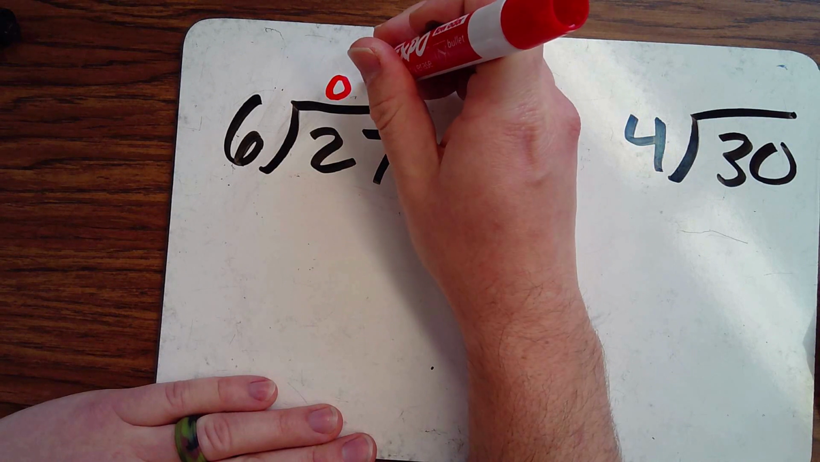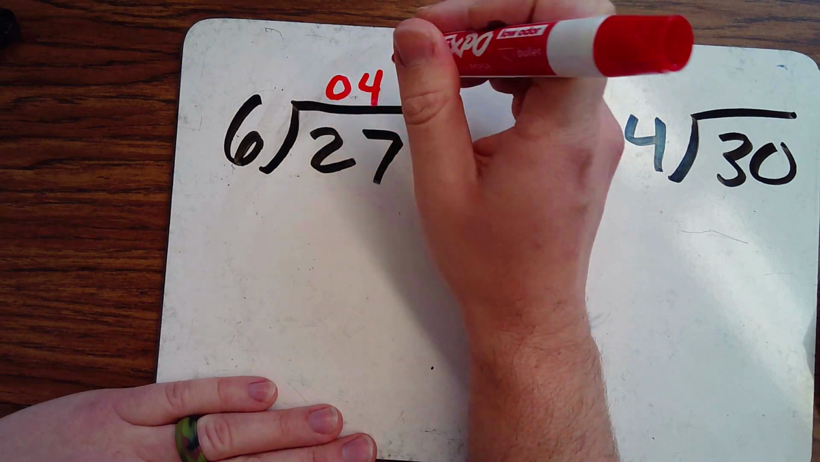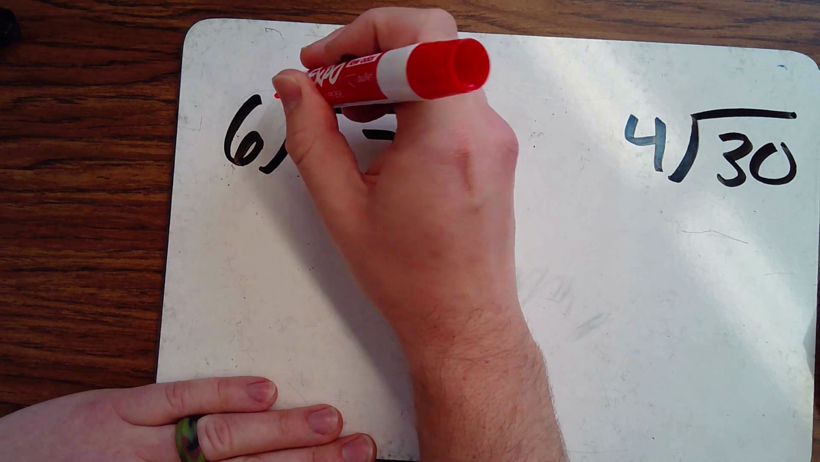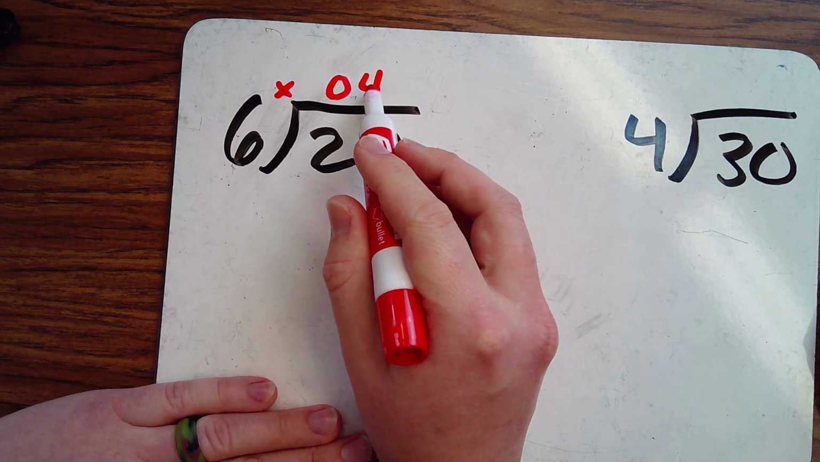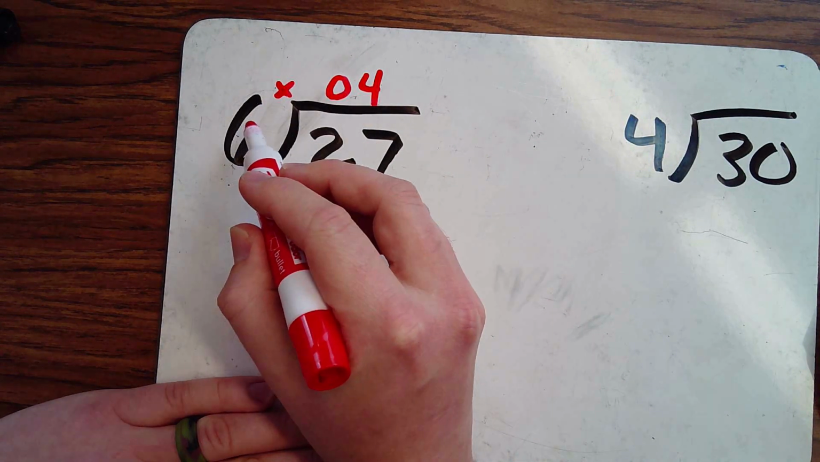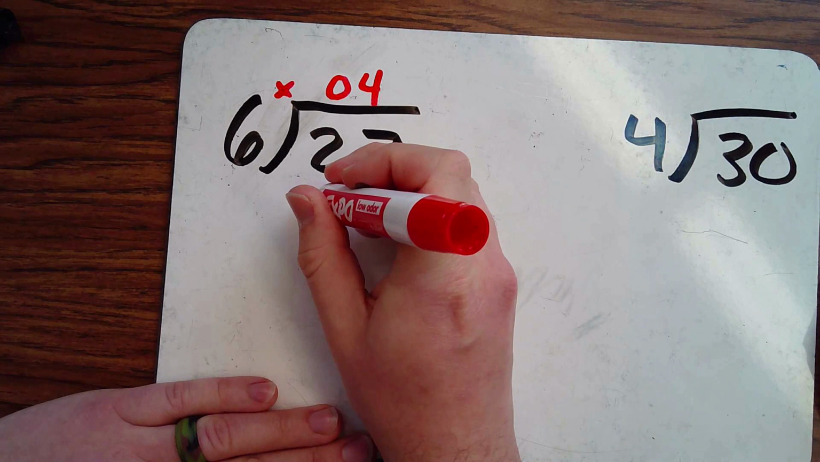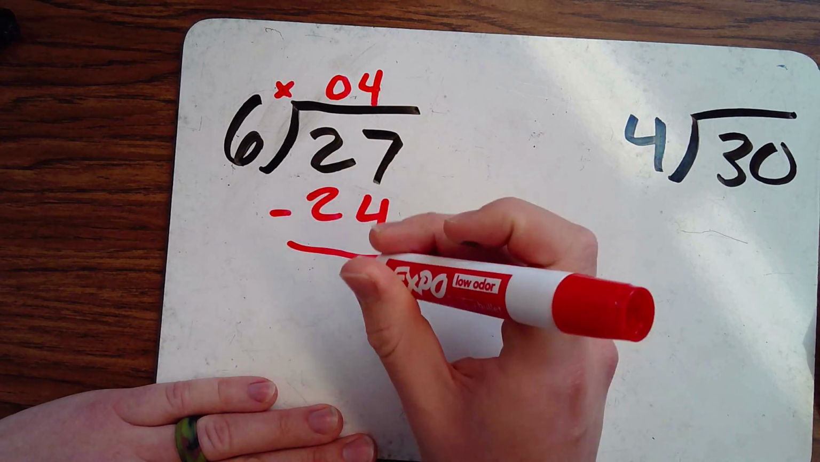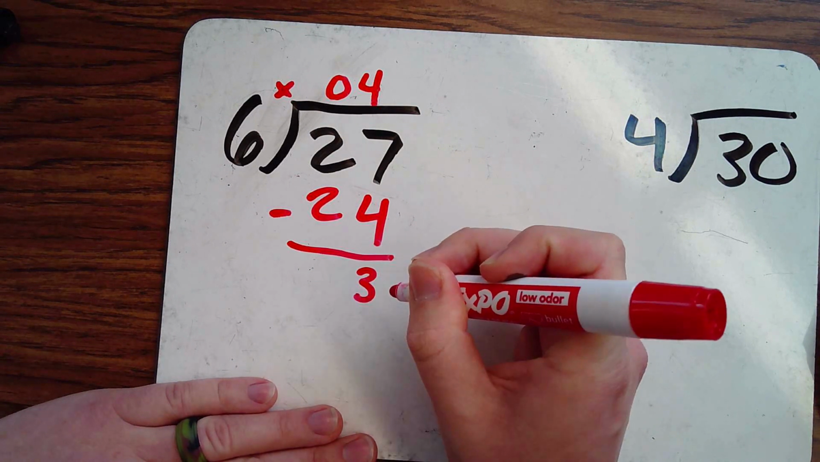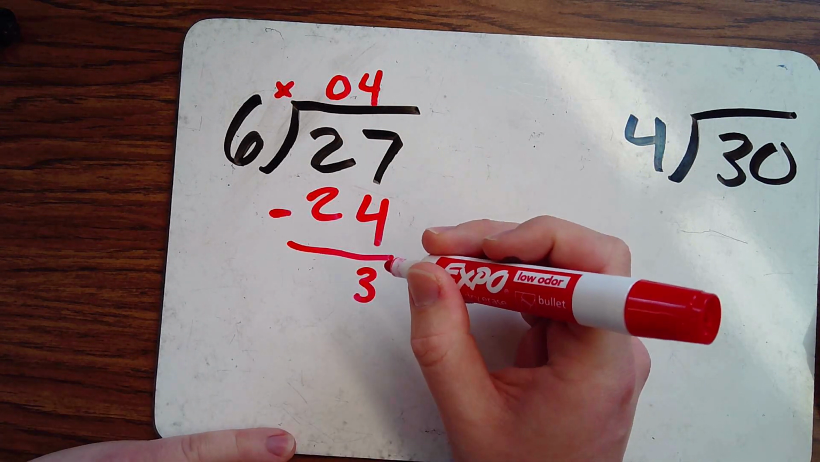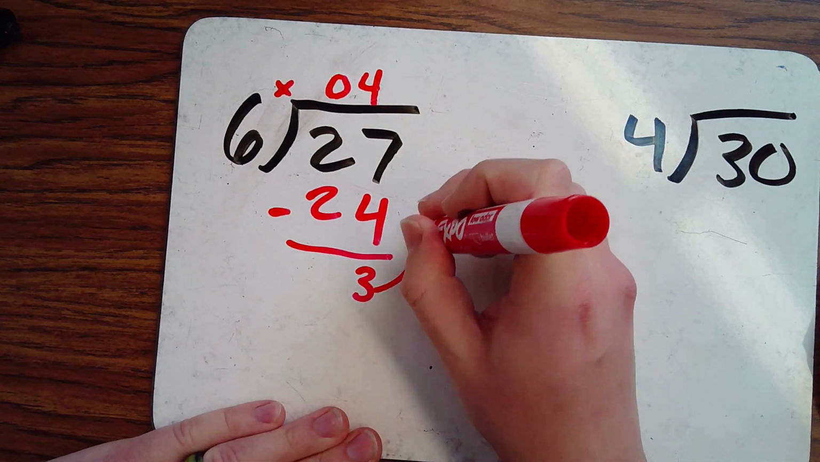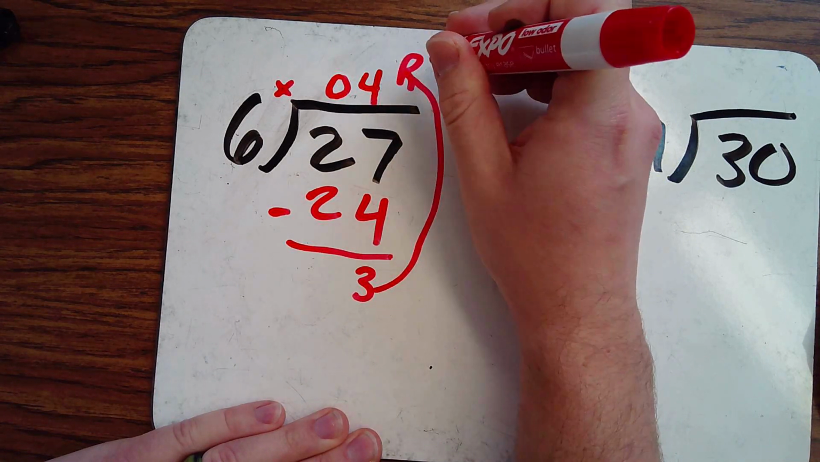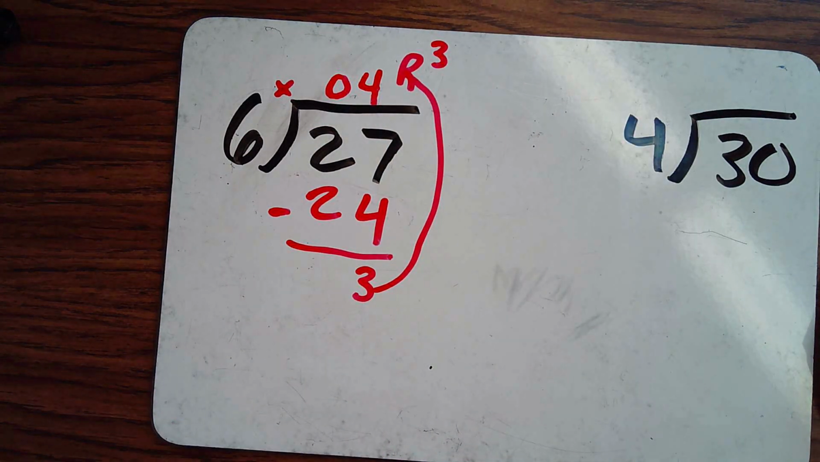So put the 4 up top here, and then you're going to put a little multiplication symbol there, and you're going to go, what is 4 times 6? 4 times 6 is 24, and then we're going to subtract. And 27 minus 24 is 3, and then you're going to bring that 3 up top, and that's going to be our remainder. 4 remainder 3.